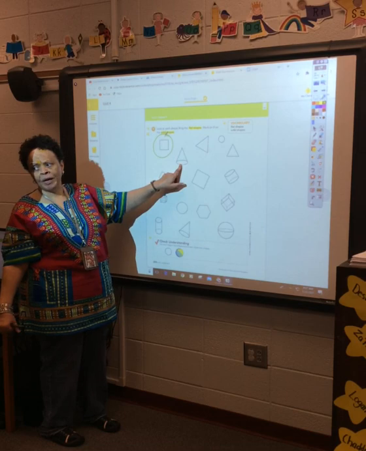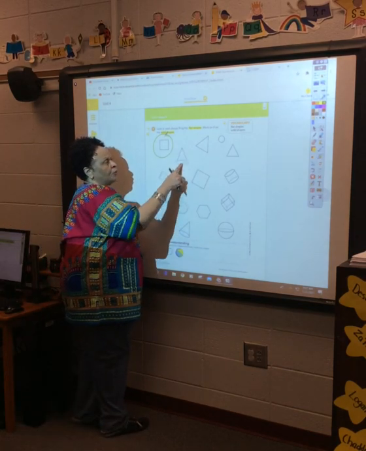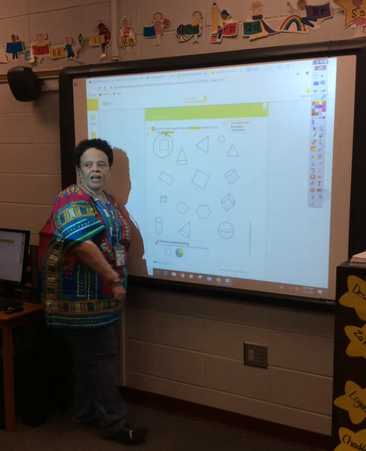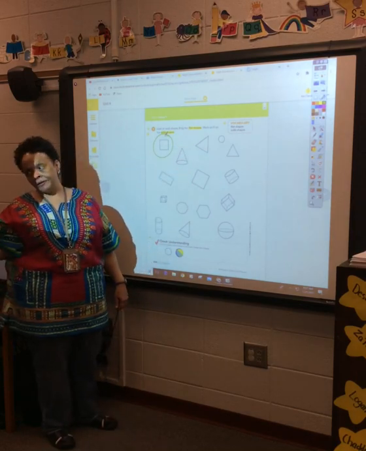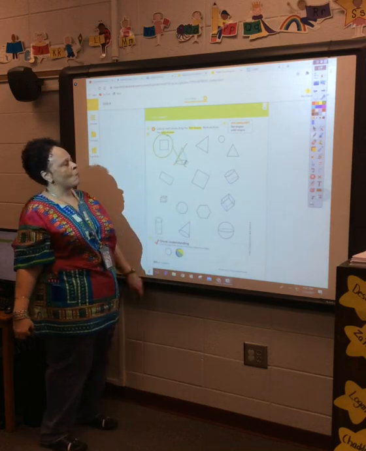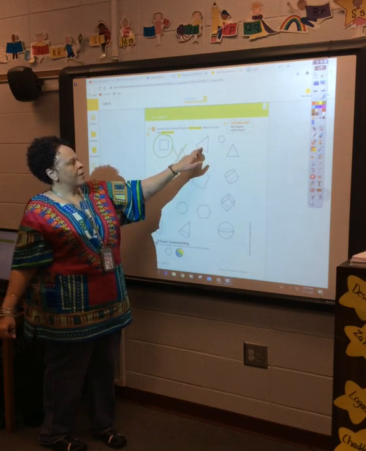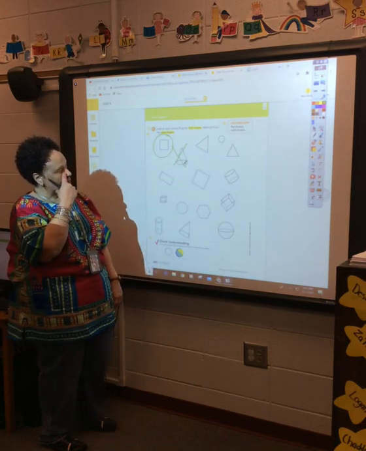Let's look at this cone right here. All right, we can see that it goes from side to side, but it's also going up and down. So is that flat or solid? Solid. Very good. So put an X on that. Y'all got it. Triangle. Just going front to back. Flat or solid? Flat.